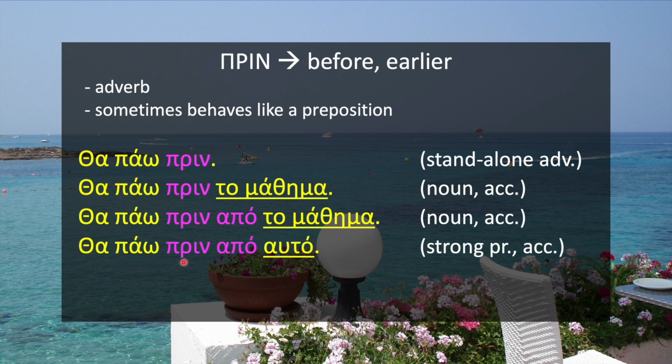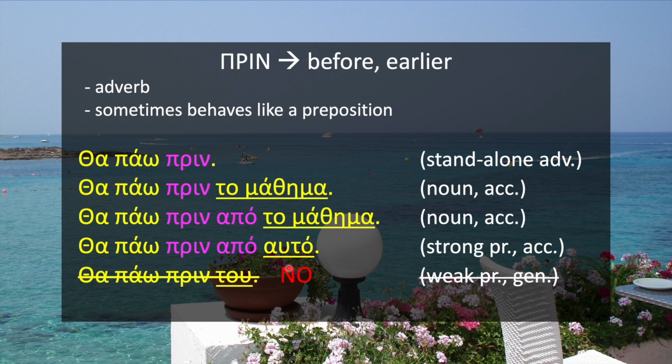Θα πάω πριν από αυτό. Here we have the same structure as we had before. Πριν από with the strong form of a personal pronoun. But we cannot have the weak pronoun structure. Θα πάω πριν του. No, you cannot say that.